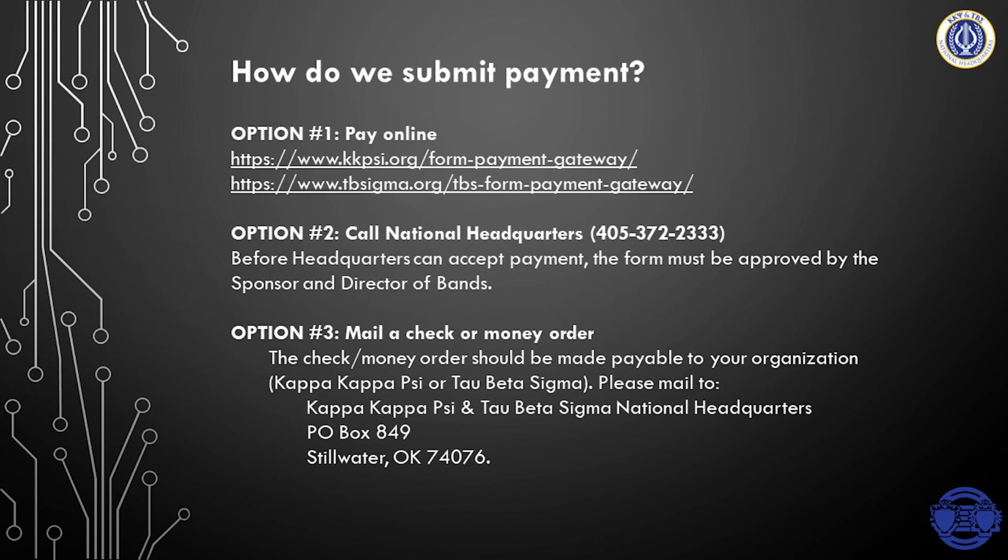Now, how can we submit that payment? There's 3 different ways. First, you can pay online using one of the payment gateways. Second, after your sponsor and DOB have approved the form, you can call national headquarters to pay with a credit card over the phone. And third, you can mail a check or a money order to national headquarters.